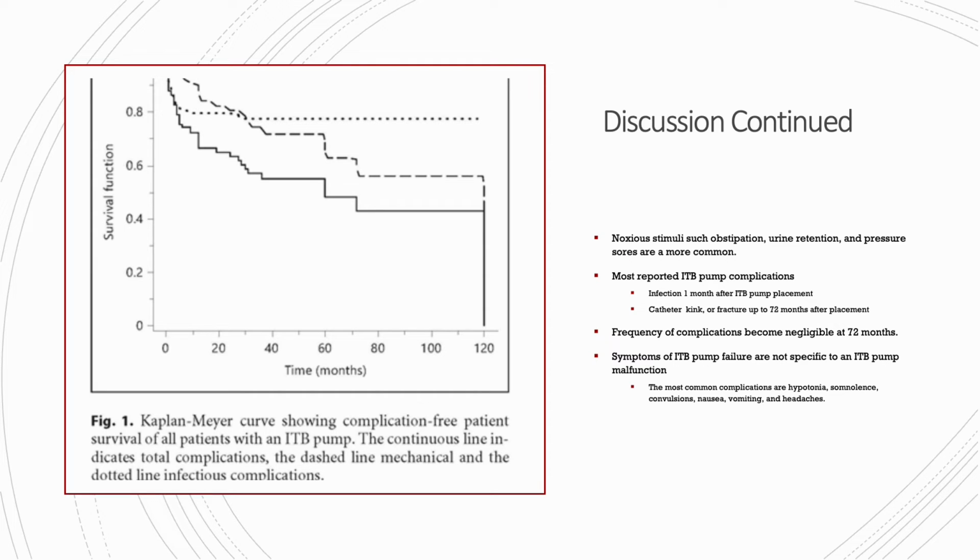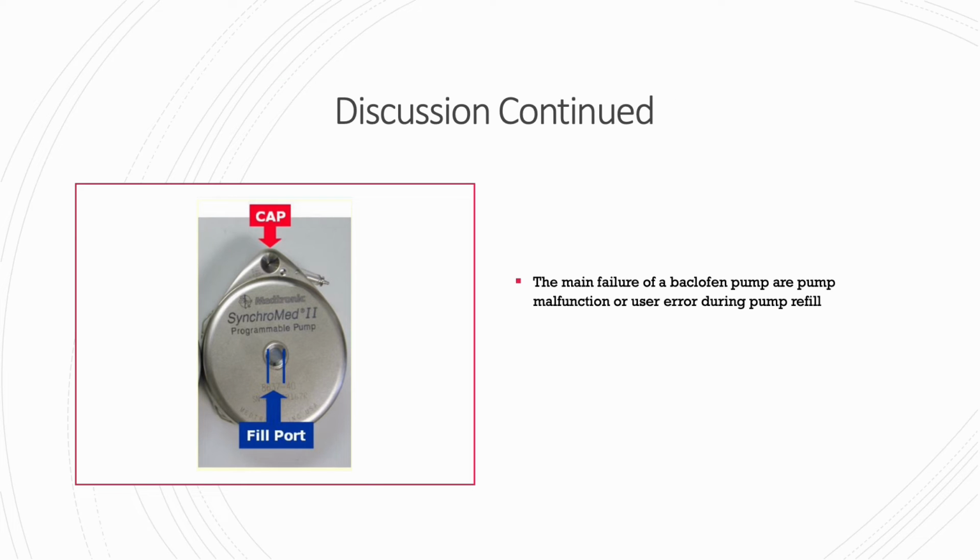The most frequent presentations of an ITB pump failure are not specific to ITB pump malfunctions. The most common complications are hypotonia, somnolence, convulsions, nausea, vomiting, and headaches, all of which can be seen in many different disease states. ITB pump malfunction and improper refilling of an ITB pump are the major causes of withdrawal or overdose.